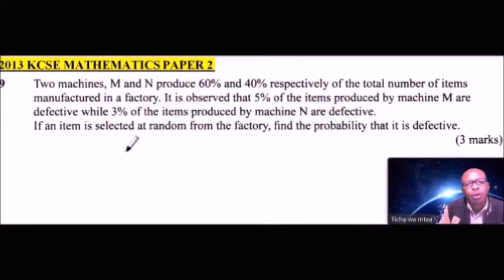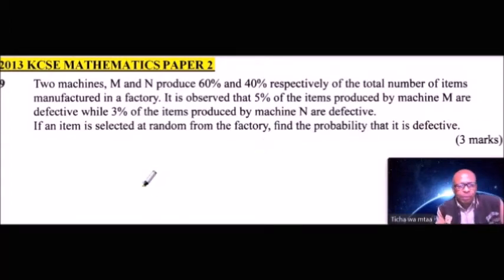Question number 9. Two machines M and N produce 60% and 40% respectively of the total number of items manufactured in a factory. It is observed that 5% of the items produced by machine M are defective, while 3% of the items produced by machine N are defective. If an item is selected at random from the factory, find the probability that it is defective.